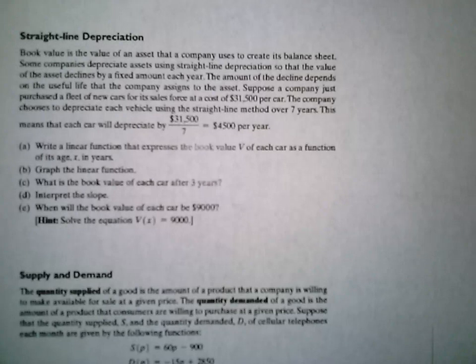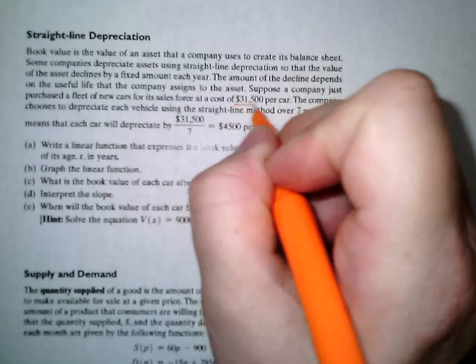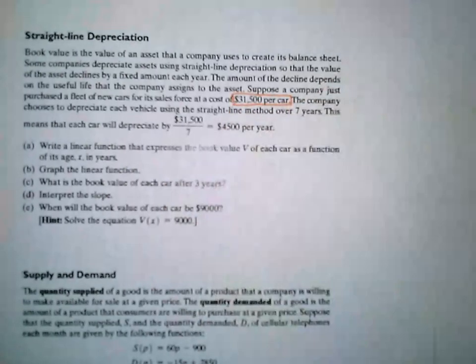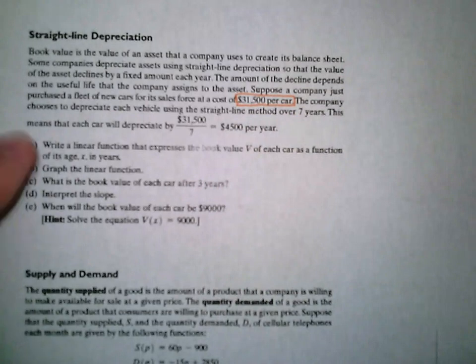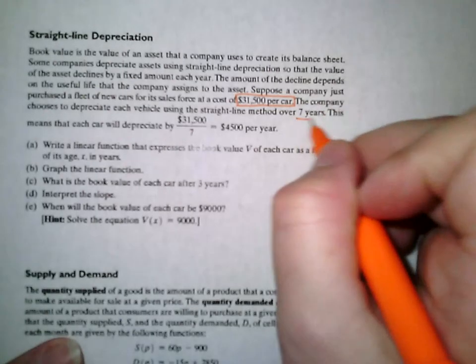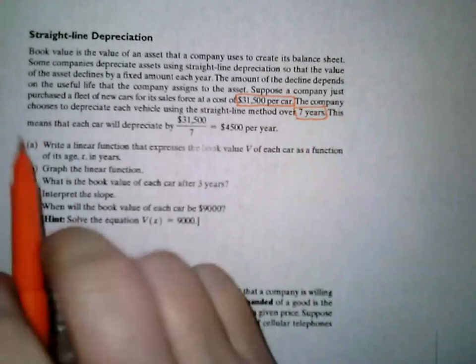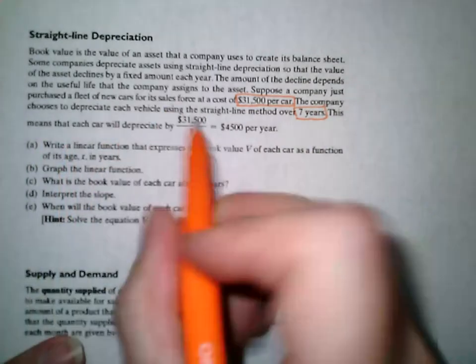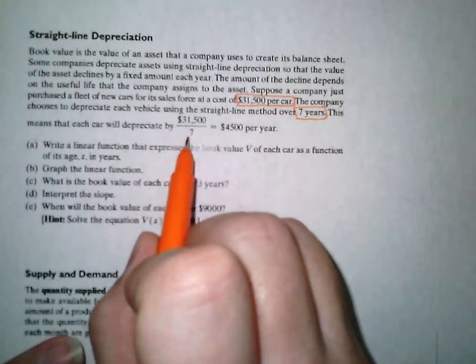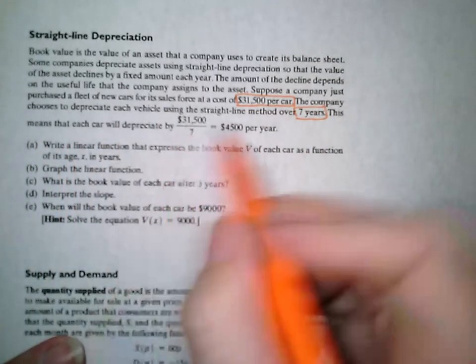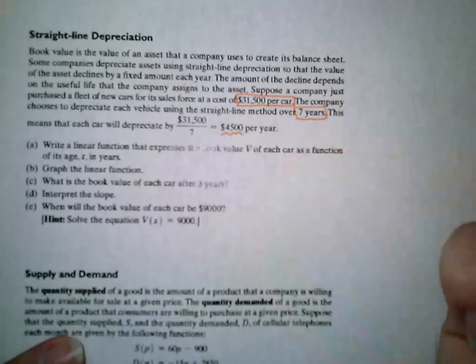Suppose a company just purchased a fleet of new cars for its sales force at a cost of $31,500 per car. The company chooses to depreciate each vehicle using the straight line method over 7 years. So that means that each year the car will depreciate by the purchase price divided by the number of years we're depreciating it, so $4,500 per year.